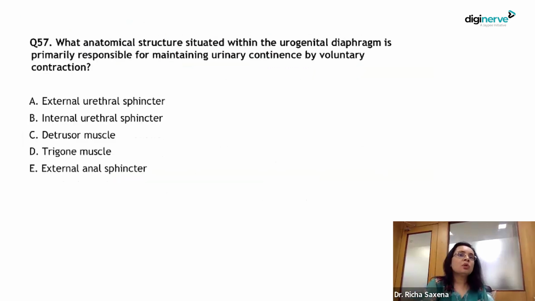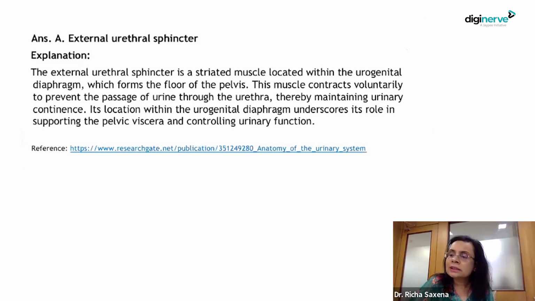Coming to the next question, what anatomical structure situated within the urogenital diaphragm is primarily responsible for maintaining urinary continence by voluntary contraction? Again, an easy question. This is the external urethral sphincter because this is located within the urogenital diaphragm and forms the floor of the pelvis. This muscle contracts voluntarily and it prevents the flow of urine through the urethra when it contracts. And when it relaxes, the urine will flow through.